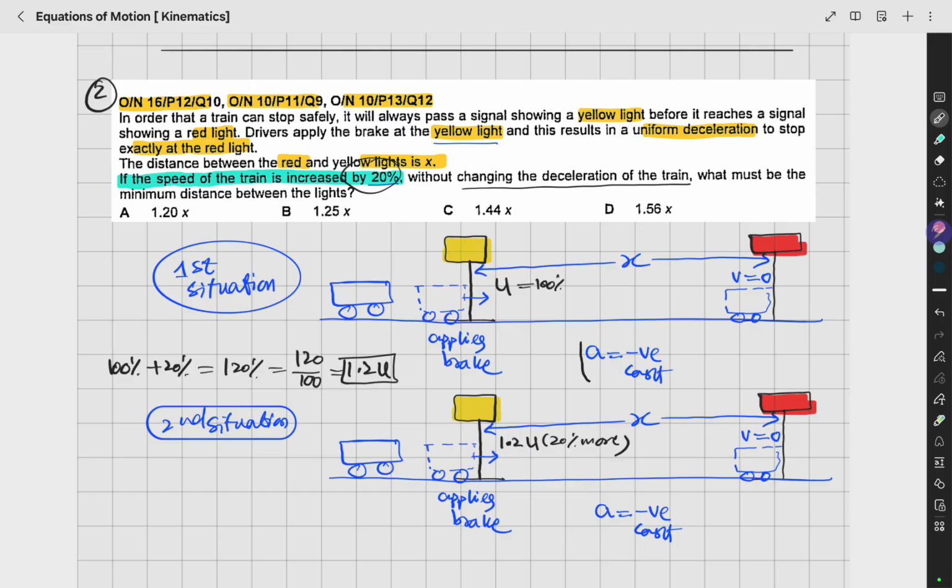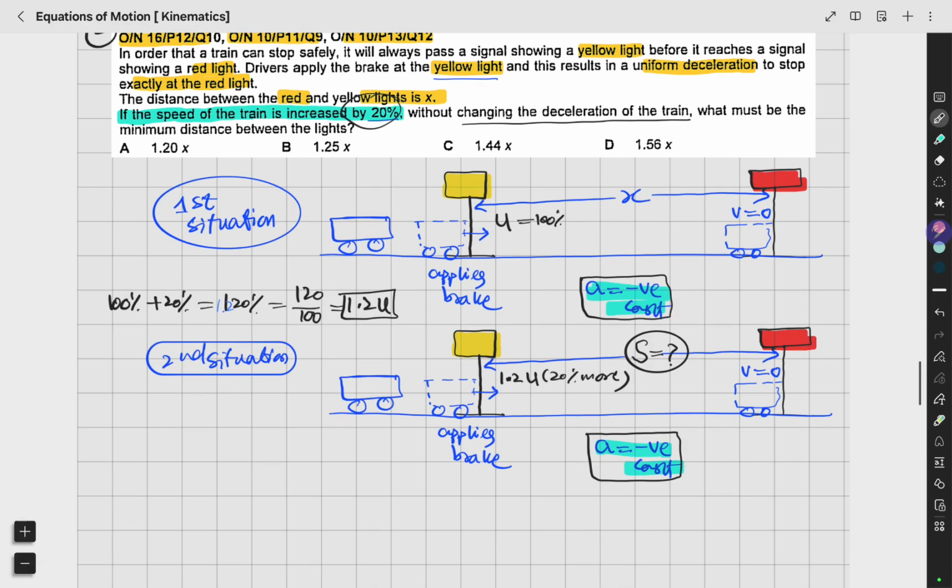It means that this deceleration is the same, like the driver applies the same brake, so these two things are exactly the same, because the driver applies the same brakes. What must be the minimum distance between the lights? Now they're saying how much you change this distance. Of course you have to change it so that the train is going to stop at the red. So how much distance should be kept between the yellow and red now?